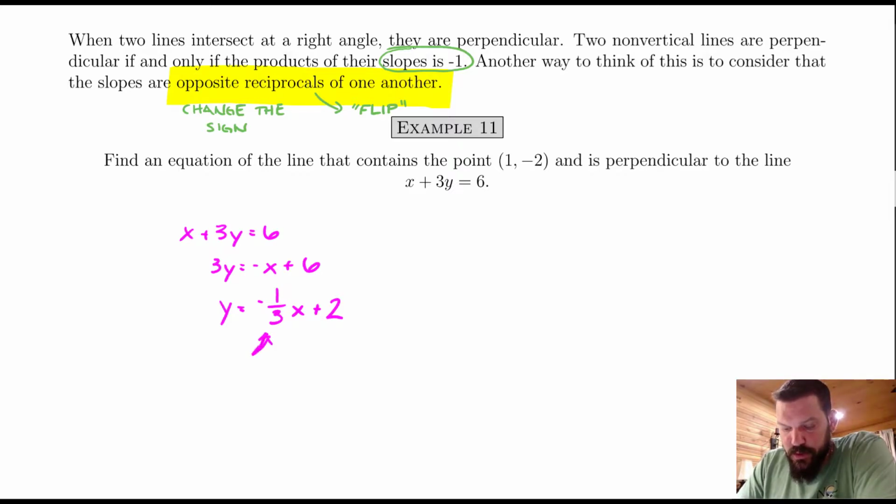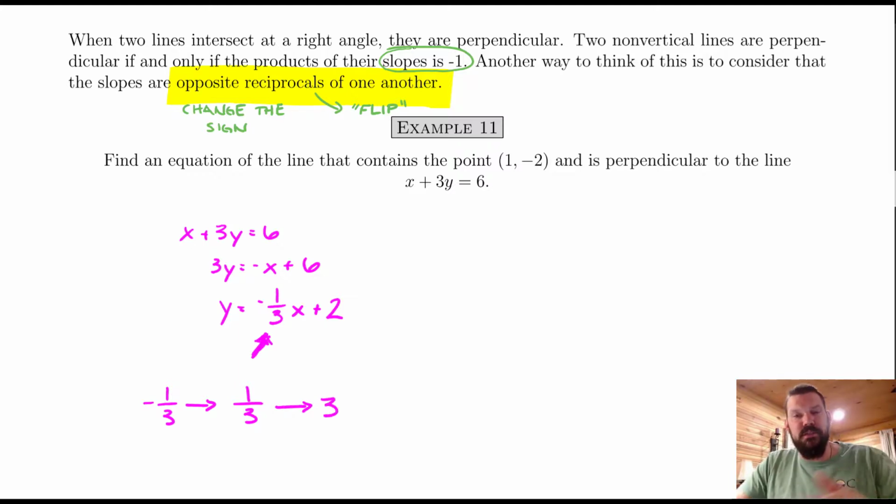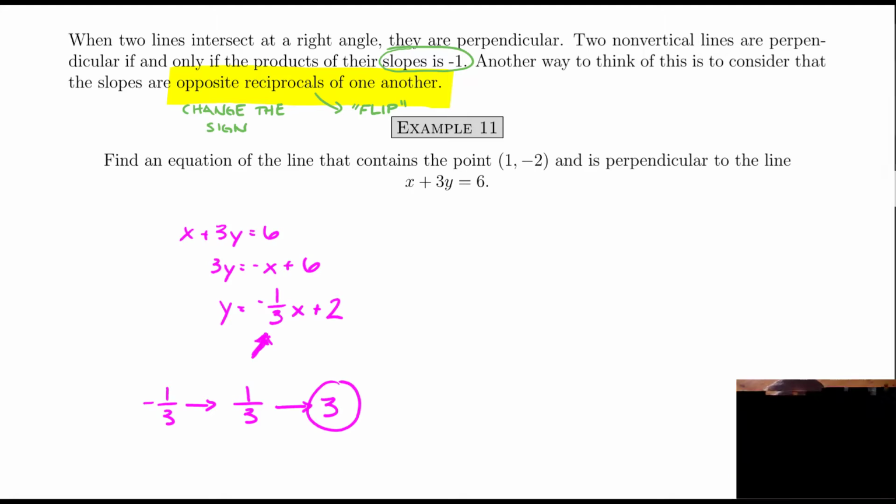Our slope is -1/3. But since we are looking for the perpendicular slope, we would take our given slope of -1/3 and we're going to do the opposite, which means we change the sign. So now it's +1/3. And then we take the reciprocal of that, which is 3. So the opposite reciprocal of -1/3 is +3. So the slope of our perpendicular line is going to be 3.